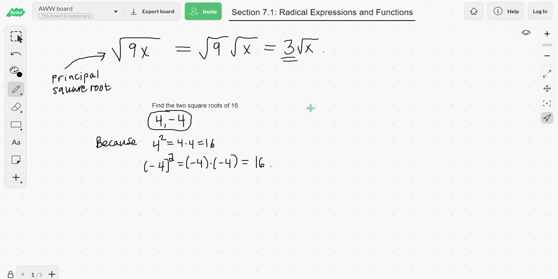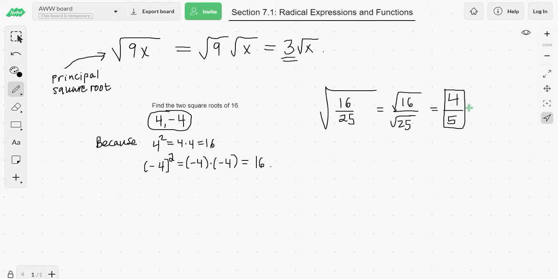So let's just take a look at some more examples. Let's suppose that we want to simplify the square root of 16 over 25. Well, whenever you're taking the square root of a fraction, you can basically just take the square root of the top and the square root of the bottom separately. These things are non-negative, so we don't have any issues with complex numbers or anything like that. So we just get 4, since the square root of 16 is 4, and the square root of 25 is 5. So we have evaluated the principal square root of 16 over 25, and we got 4 over 5.